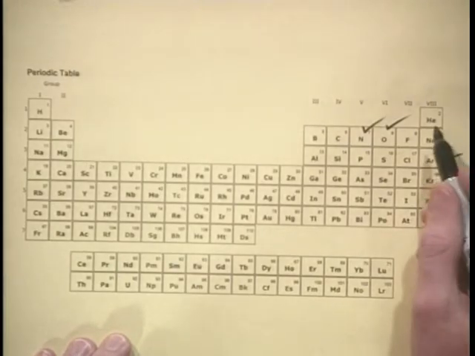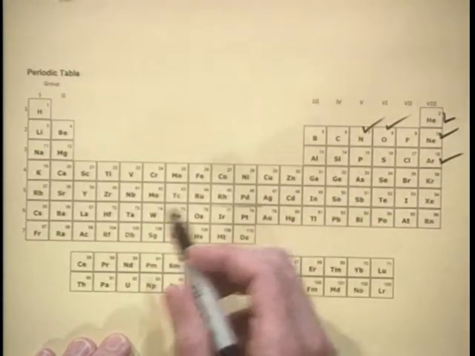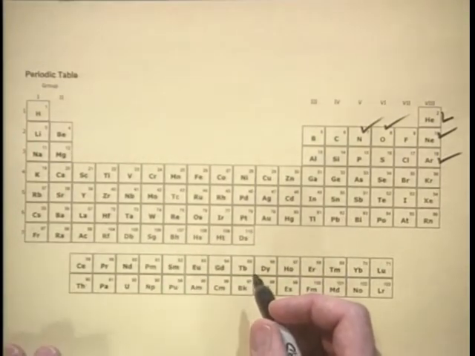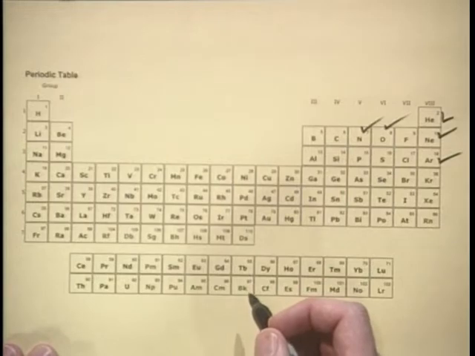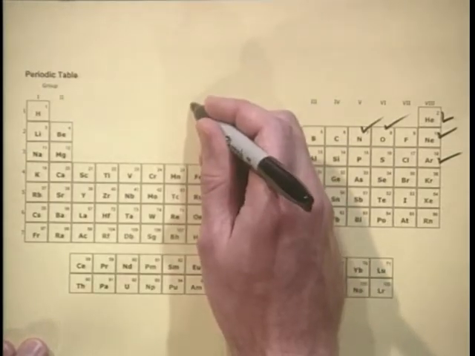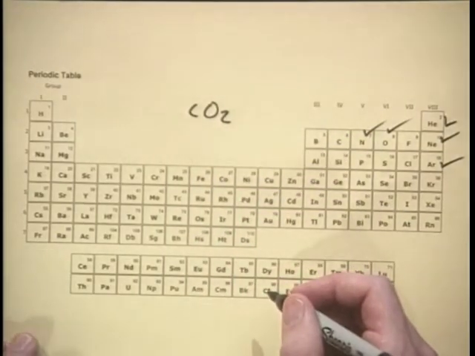Other noble gases are helium and neon too. They're not very reactive either. And then when certain of these elements combine together, that produces a molecule, such as ozone or CO2, carbon dioxide. That's another example of a molecule.